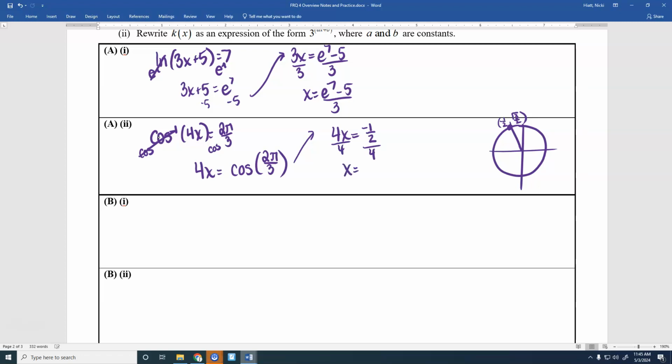So x would equal, dividing fractions is easy as pie. Flip the second and multiply, and you're going to get negative 1/8.